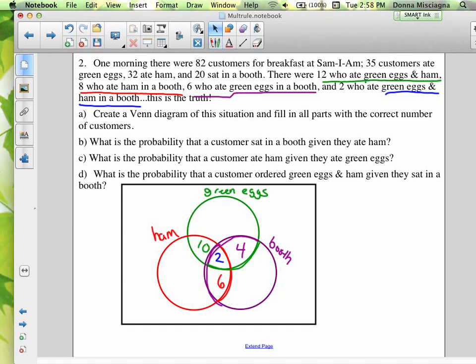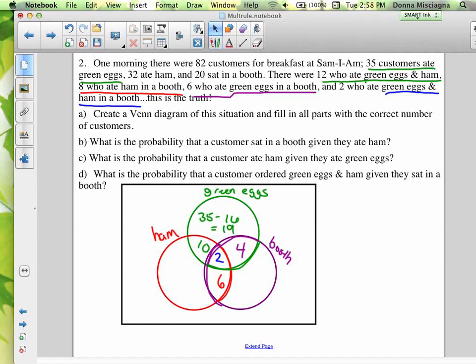So the number that's going to go in this section, there were how many people? There were 35 customers who ate green eggs. So in this section for green eggs is the 35 who ate green eggs minus the 16 that are already down here also eating ham and sitting in booths. So that means that we have 19 in the green egg section, okay?